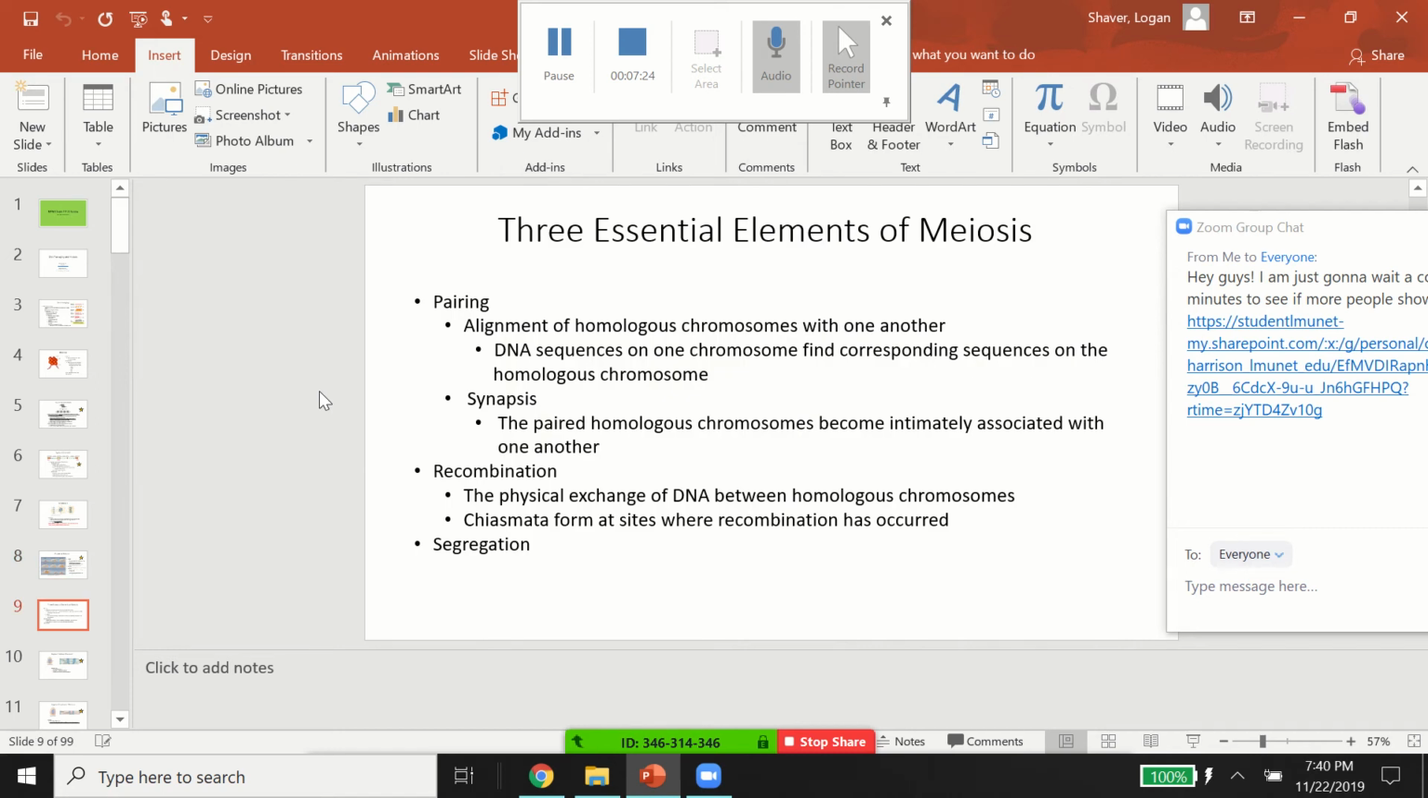Three essential elements of meiosis. Okay, so you have pairing, recombination, and segregation. So that's three elements. I didn't really remember anything specifically coming from this slide, so I didn't put anything, but I thought it was important to understand that there is alignment and synapsis going on, and what they mean. So anyway, with pairing, one part is alignment of homologous chromosomes with one another.